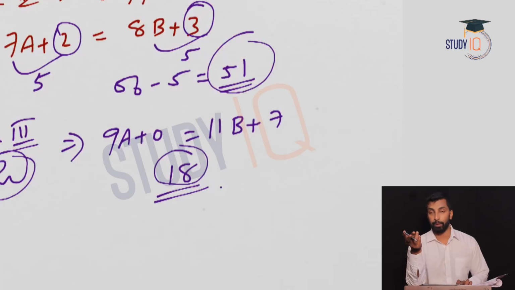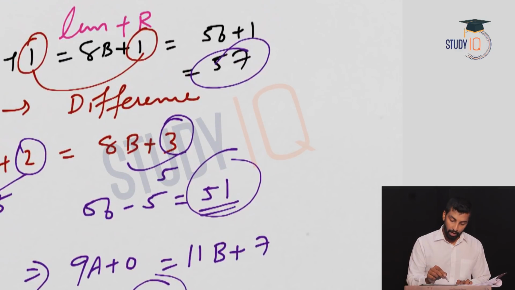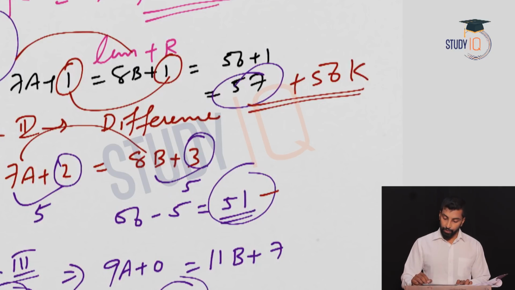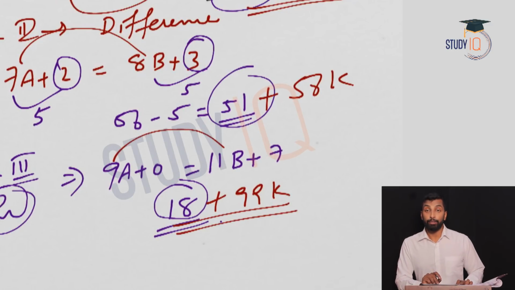These were the first possible numbers. I also told you this will make an AP with a common difference based on the given divisors, right? Here, what will be the common difference? 7 and 8 give the LCM, so 57 plus 56k AP. Here also 7 and 8, so 51 plus 56k. Here 9 and 11, so 99k. You get an AP. So any question which can be asked in an AP can be asked here also.